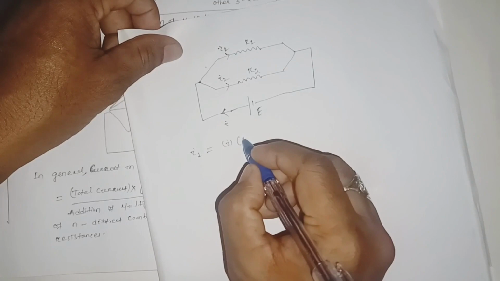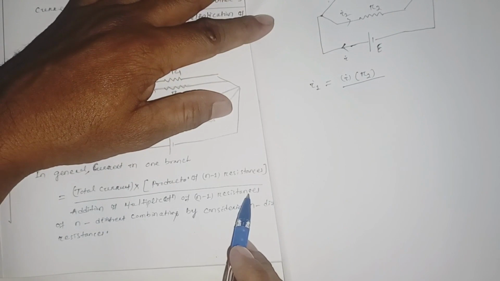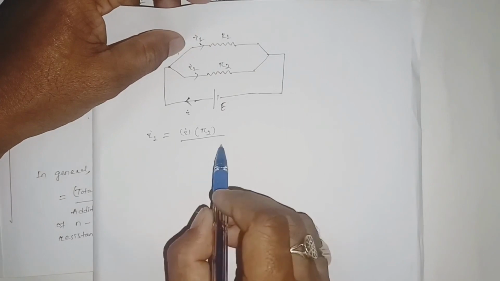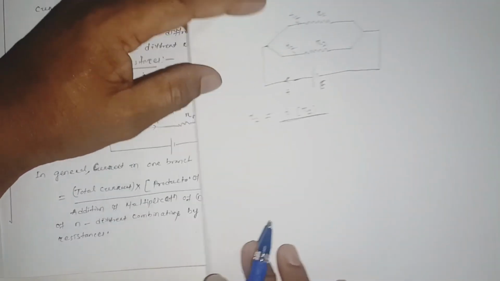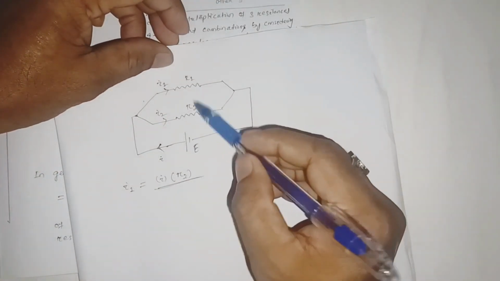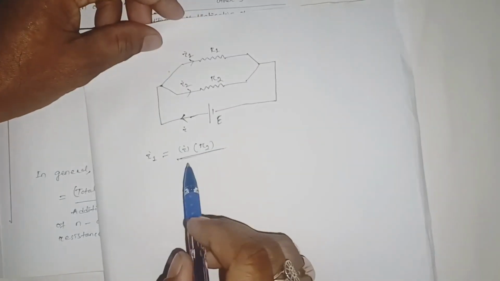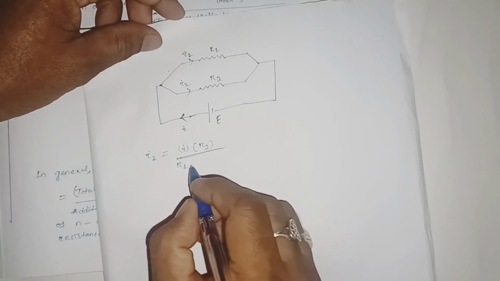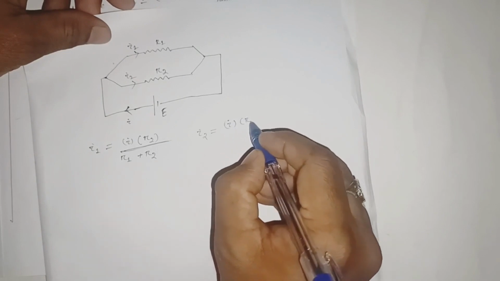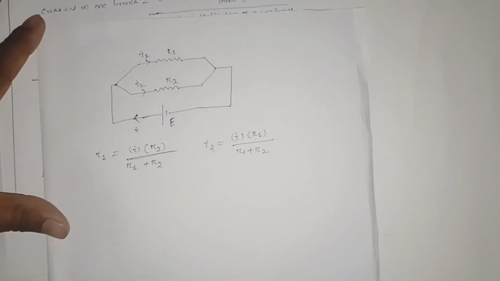So except R1, what is left? R2, whole divided by the addition of multiplication of n minus 1 resistances of n different combinations. Here n different combinations means only two terms will come in the denominator. And n minus 1 means only one resistance in each term. That means it will be R1 plus R2. Likewise, I2 will be total current into R1 divided by R1 plus R2. Okay, thank you so much for watching this video.